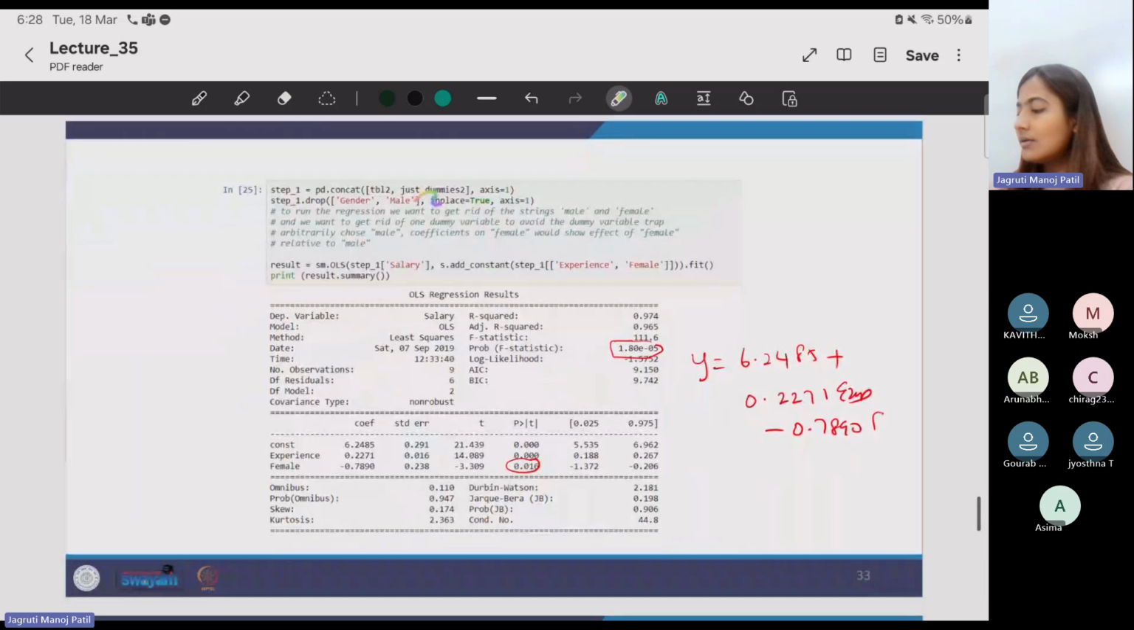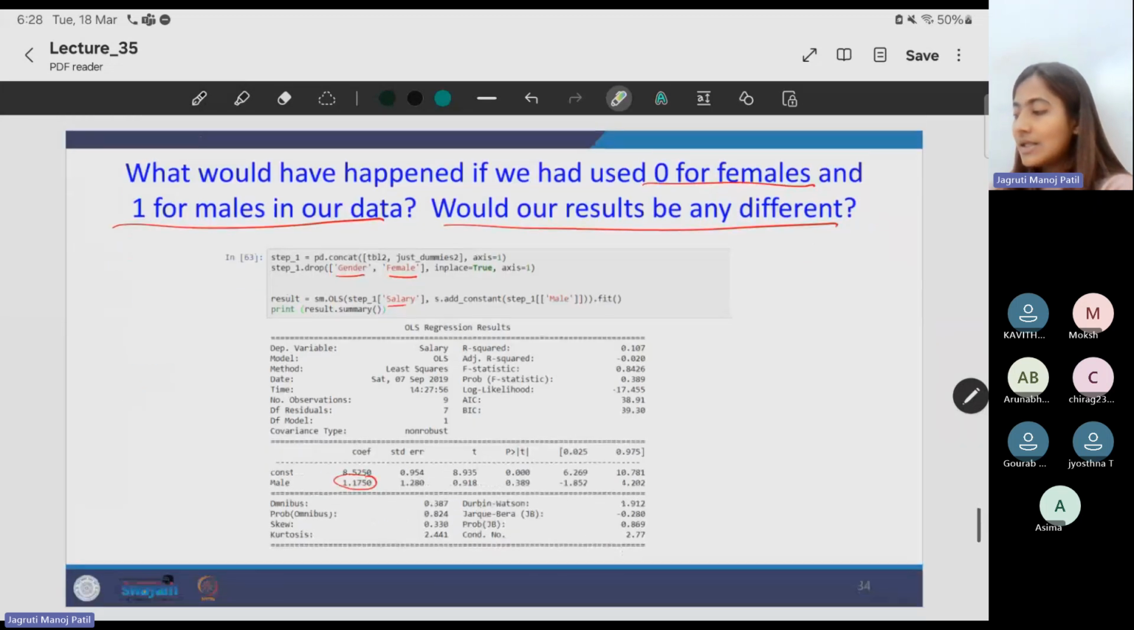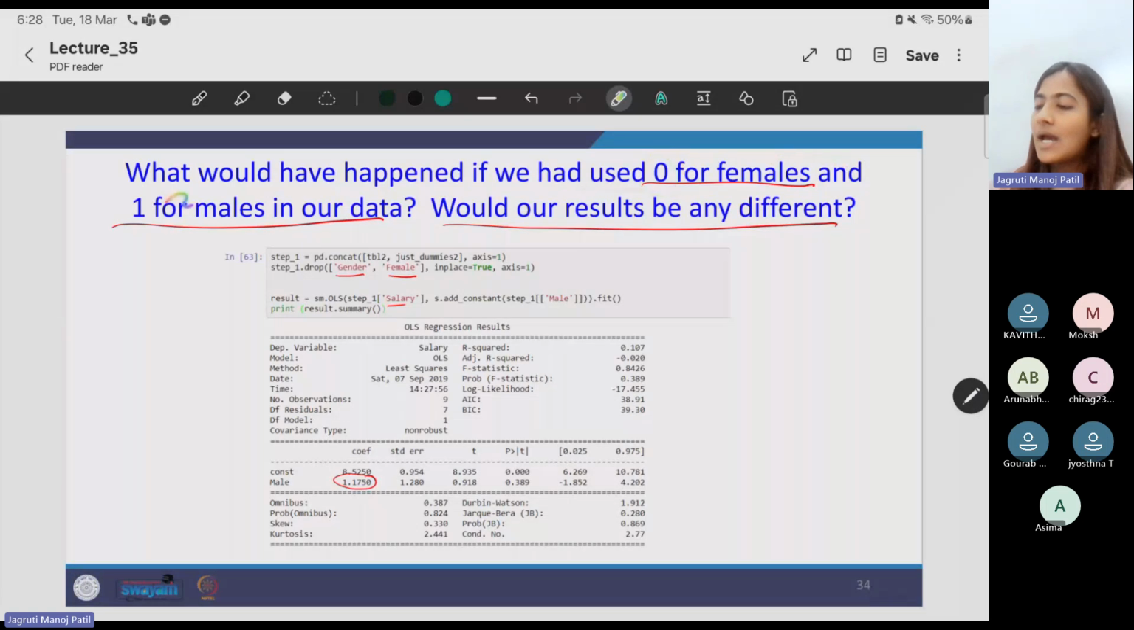Okay, now they did against males. So with respect to males, what you see, the value increased. It increased there also, and the probability decreased here also. That means that yes, it increased. So what would have happened if we had used 0 for females and 1 for males in our data? Would our results be any different? What if we change the order of them?